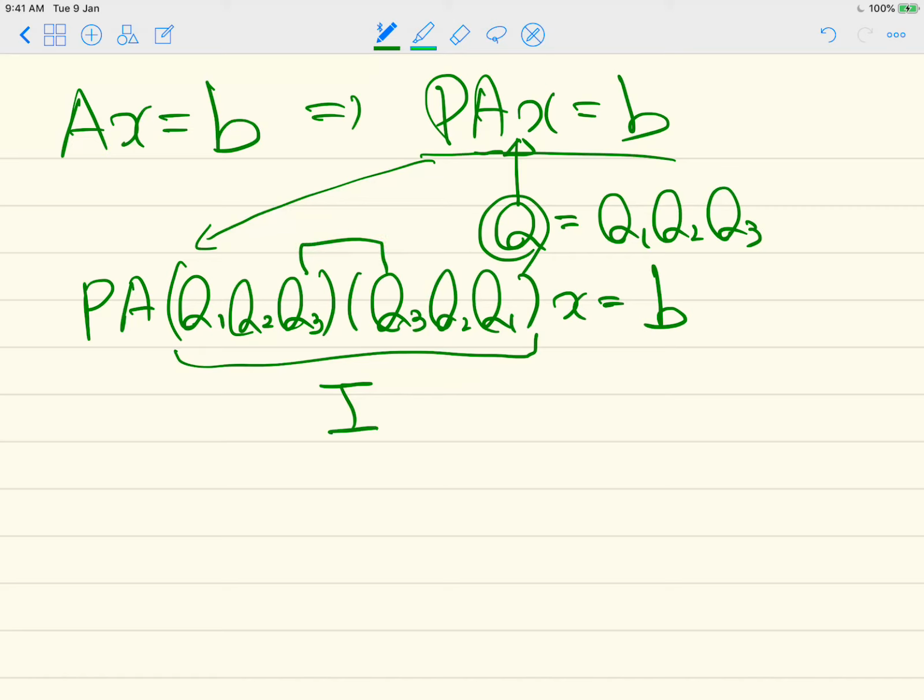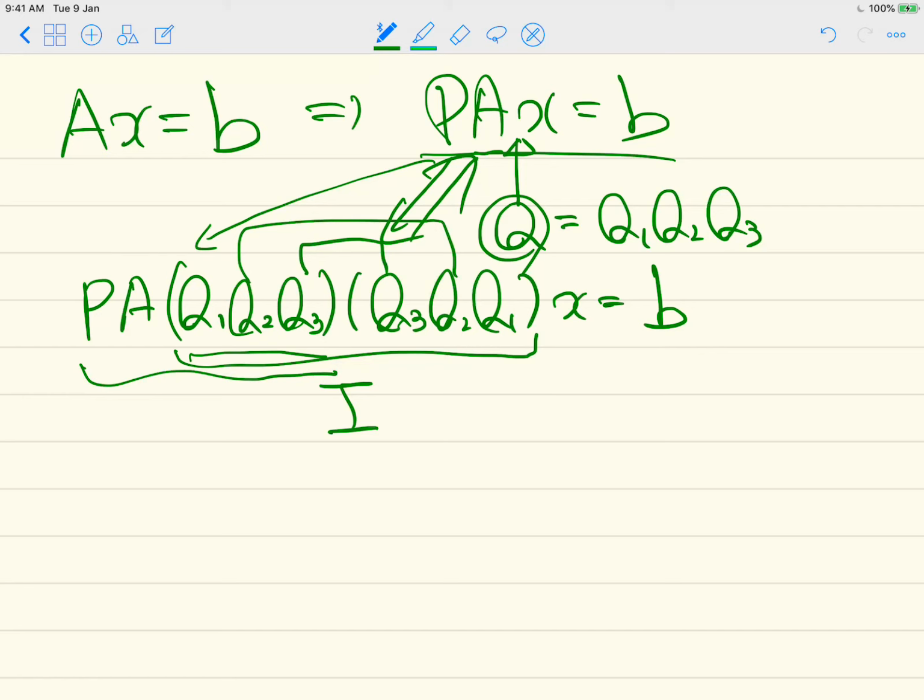Because Q3 times Q3 will be identity, because it's a column permutation between maybe the third column and maybe the fifth column, and then maybe Q2 will be the column permutation of the second column and maybe the fourth column, and so on, right? Once we apply each column permutation twice, it will give us the identity matrix. So we successfully inserted this Q, although it is applied twice, they are equivalent, right?